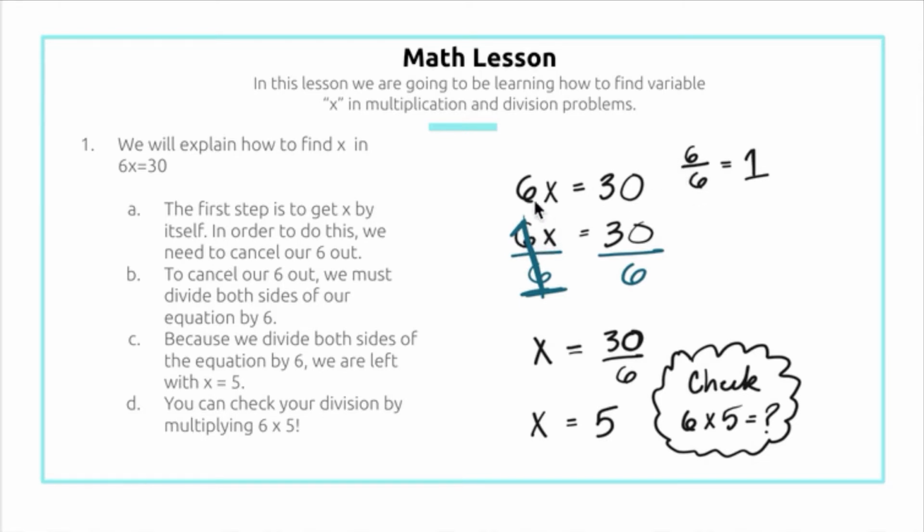But whatever we do with the left side of the equation, we have to do with the right side in order to keep the equation equal, all right? Remember, keep the equation equal. So if we divide by 6 over here, we need to divide by 6 on the right side. So 30 divided by 6 is equal to 5. So we can actually check this answer. What is 6 times 5? Well, it's 30. So our statement is correct.